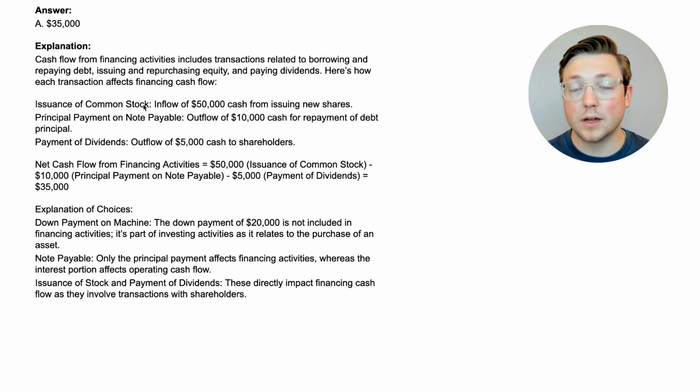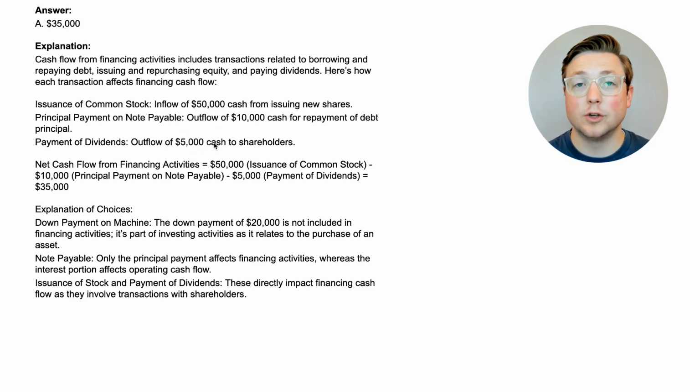So issuing common stock, you might think, oh, they're giving out common stock, maybe that decreases, but no, actually it's the opposite. Issuing common stock gives them cash. So that's an inflow of $50,000 cash. Principal payment on a note payable, that's $10,000 paying off their long-term liabilities. And then paying dividends, $5,000 cash to the shareholders.